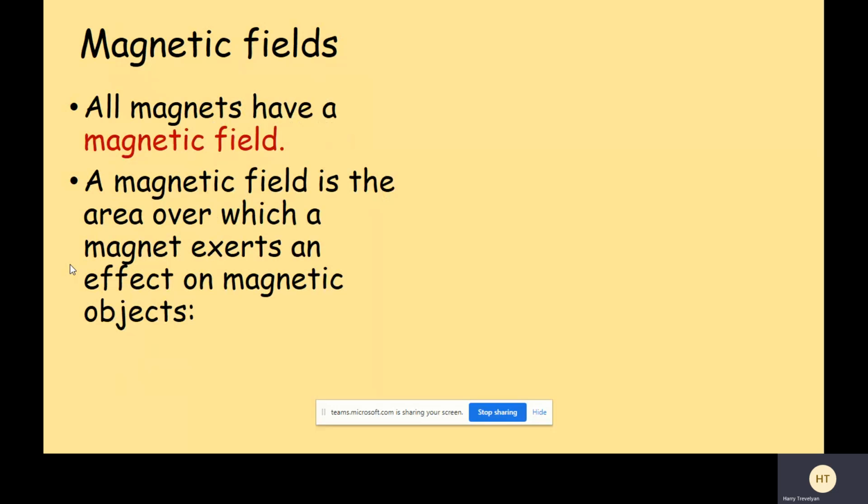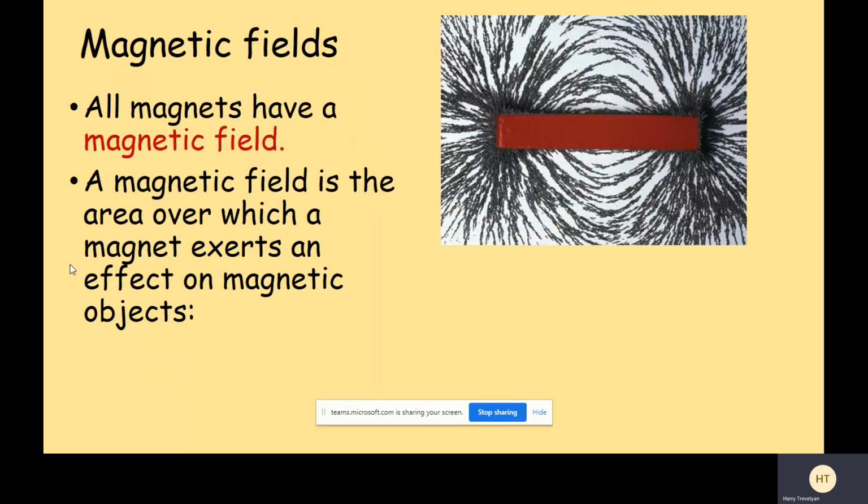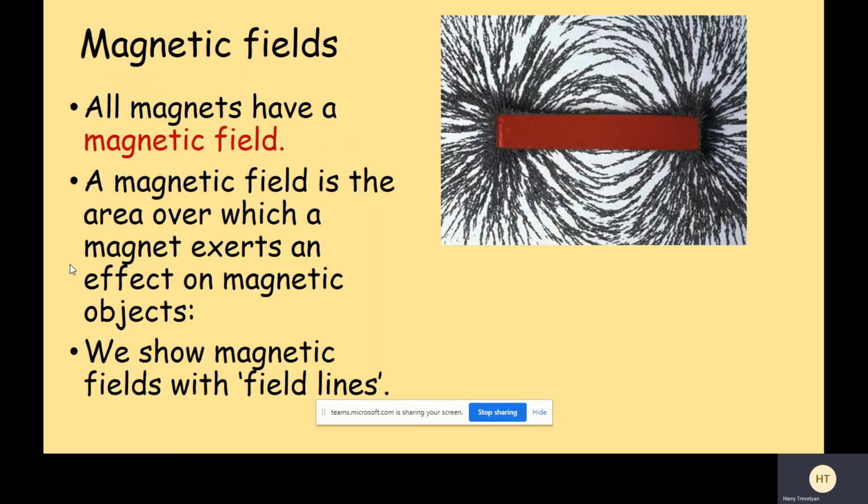Magnetic fields, I've thrown around that word magnetic field, and all magnets have this, but we need to know kind of what it means as well. A magnetic field simply is just the area over which a magnet exerts its effect on, I should say, ferromagnetic objects or other magnets. So whenever you come within this magnetic field, that's when the magnet starts doing this invisible stuff, like attraction or repulsion. So we can actually show magnetic fields with field lines.